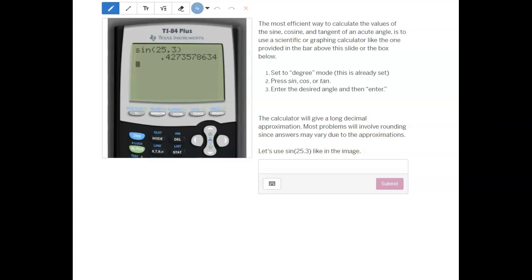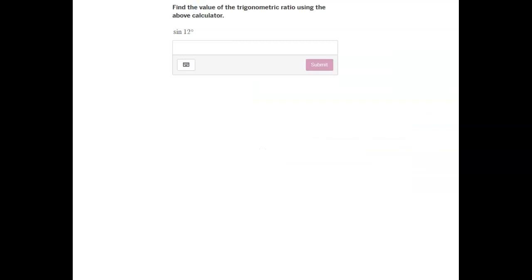So let's use sine 25.3 like they did in the image. Here in this box, we can type in sine 25.3, and it will give us the ratio in a long decimal. Now let's find each of these trigonometric ratios using just the calculator.